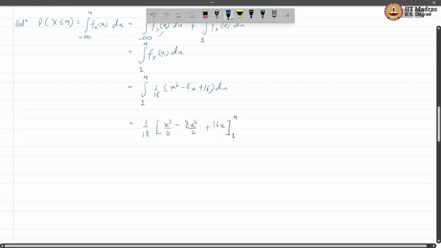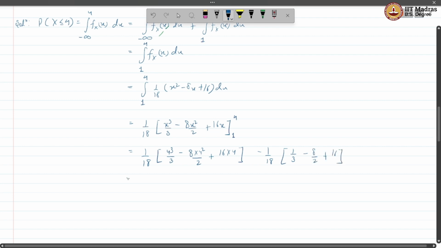So this will be equal to 1 by 18 times 4 cubed by 3 minus 8 into 4 square by 2 plus 16 into 4, minus 1 by 18 times 1 by 3 minus 8 by 2 plus 16.